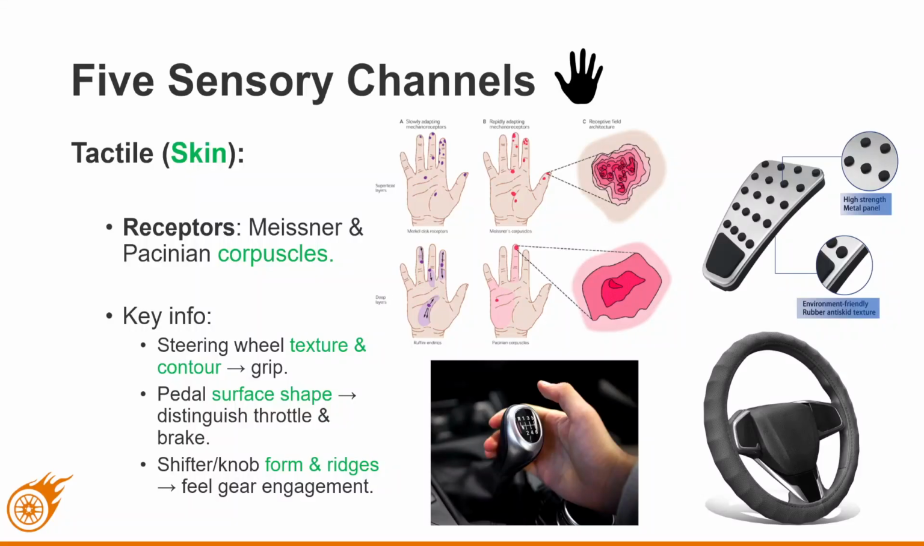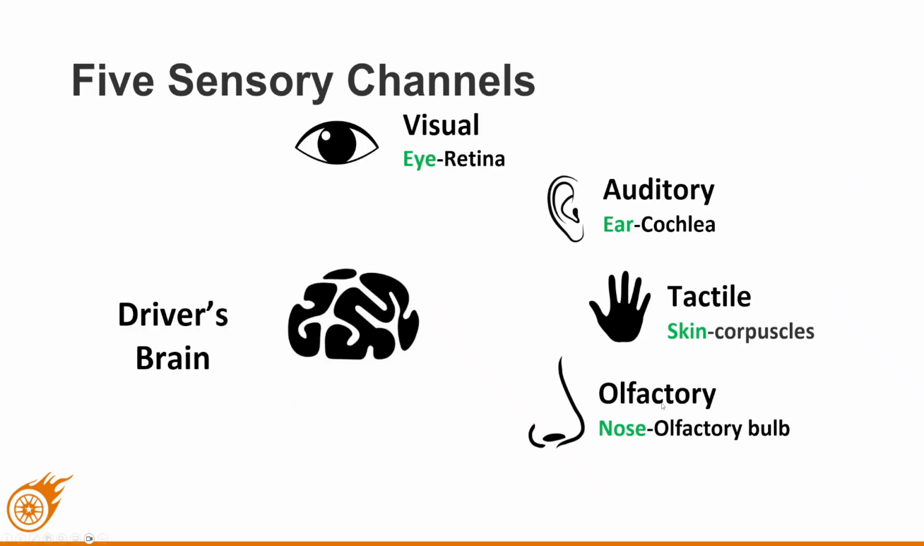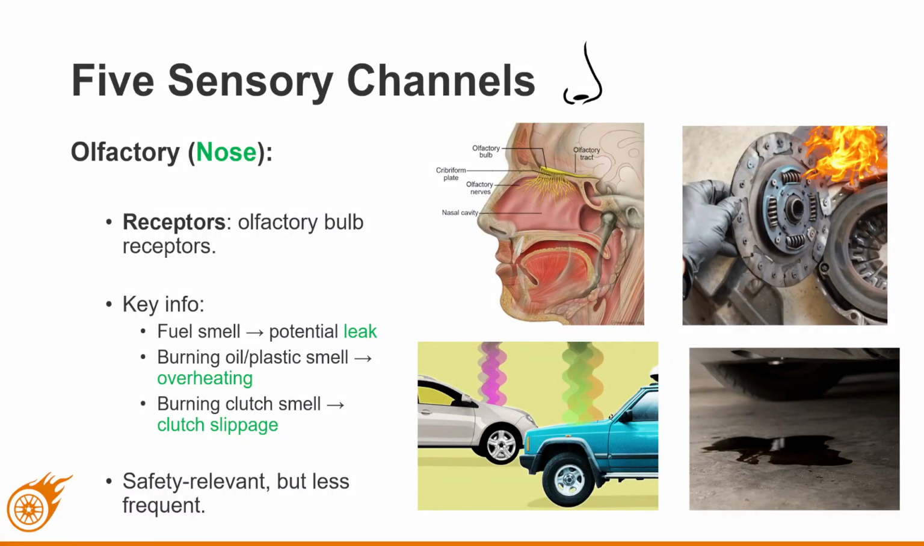So in essence, the key info that you're getting here is the grip of your steering wheel, your pedals, your shift knob, and any kind of texture. So that's what this sensory channel deals with. The next sensory channel is olfactory, or from the nose, the olfactory bulb. So this is less racing and more kind of a safety thing.